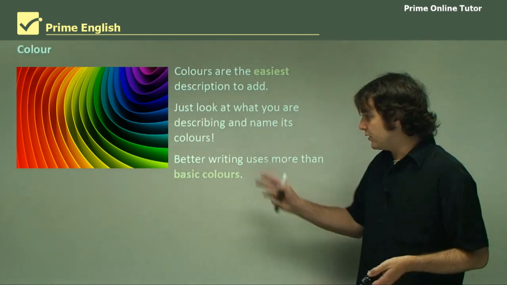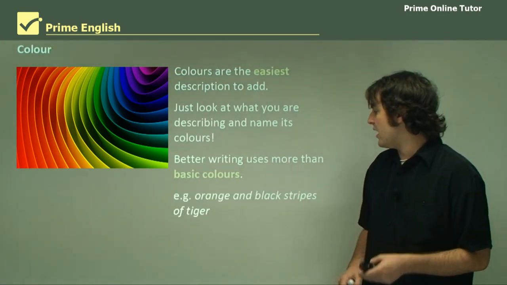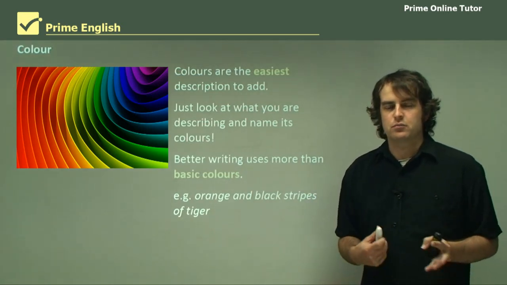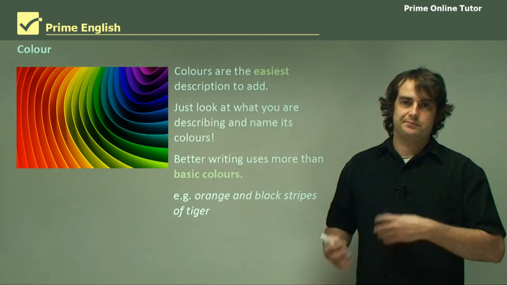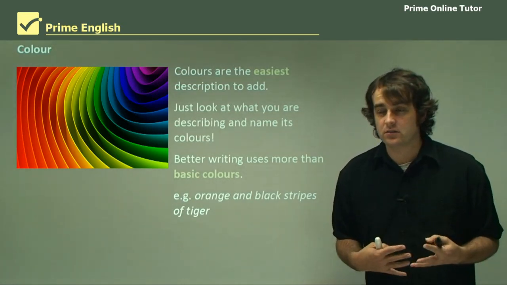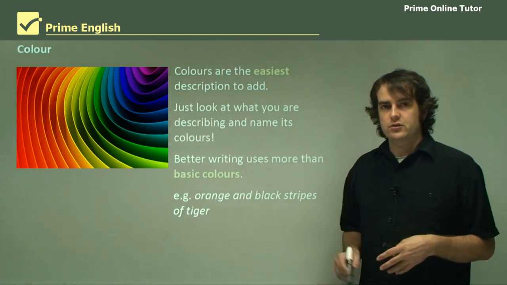So for instance, let's look at a tiger. You would normally describe it as orange and black stripes. But we usually describe a tiger with orange and black stripes, so that could be a bit boring for someone who's seen a tiger described that way 1,000 times. So how else can we describe it?